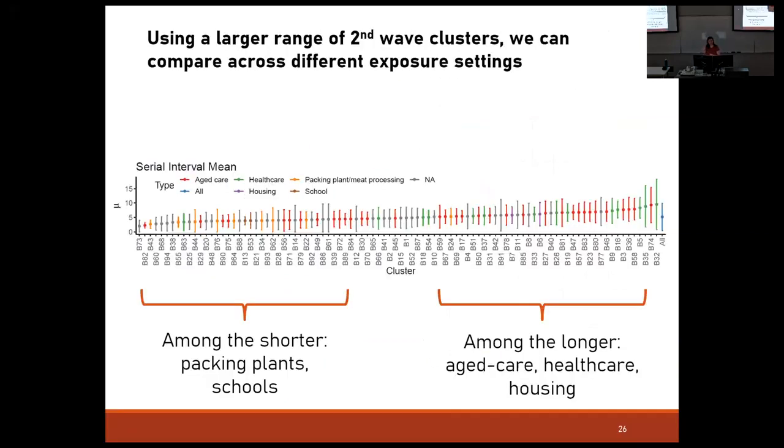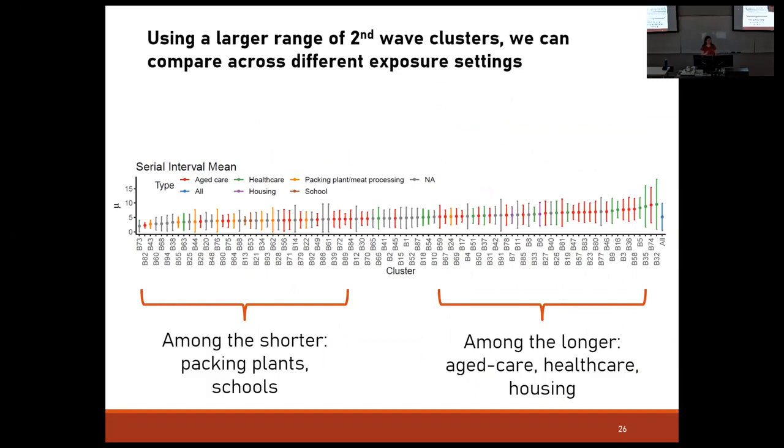One thing we did was then to bring in some more of those wave 2 clusters. So we focused on the 10 initial ones, but we extended to looking at a whole set of about 90 wave 2 clusters where we're able to categorize by these exposure type settings. And so here I've plotted those 94 different clusters, and I've ranked them by increasing mean serial interval, and just tried to get some visual idea of if certain settings have longer or shorter serial intervals.